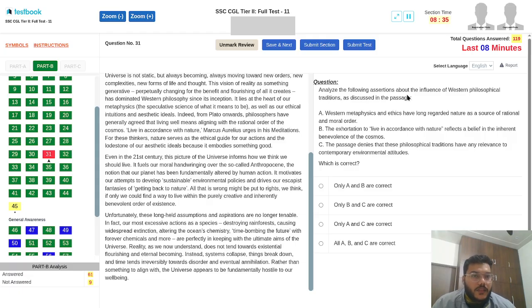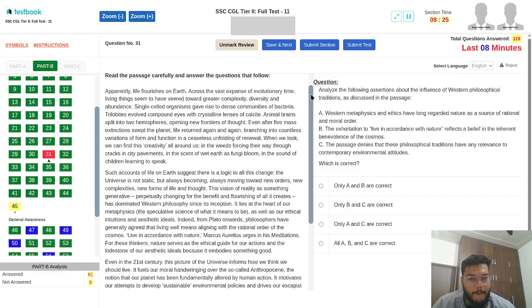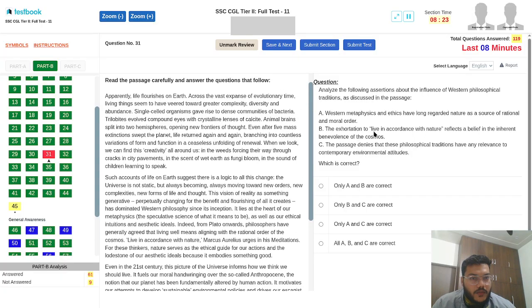Analyze the following assertions about the influence of Western philosophical traditions as discussed in the passage. The Western metaphysics and ethics have long regarded nature as a source of rational and moral order. Okay, this is fine. The exhortation to live in accordance with nature reflects a belief in the inherent benevolence of the cosmos. Okay.